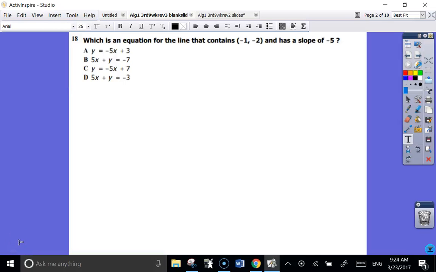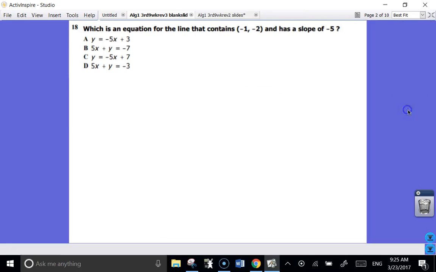Okay, quiet please. Which equation for the line contains the point (-1, -2) and has a slope of -5? How do we tell what the slope of an equation is? You have to solve for y first, right? It looks like two of them are already solved for y, and they both have slopes of -5. What are you going to get if you solve this one for y?